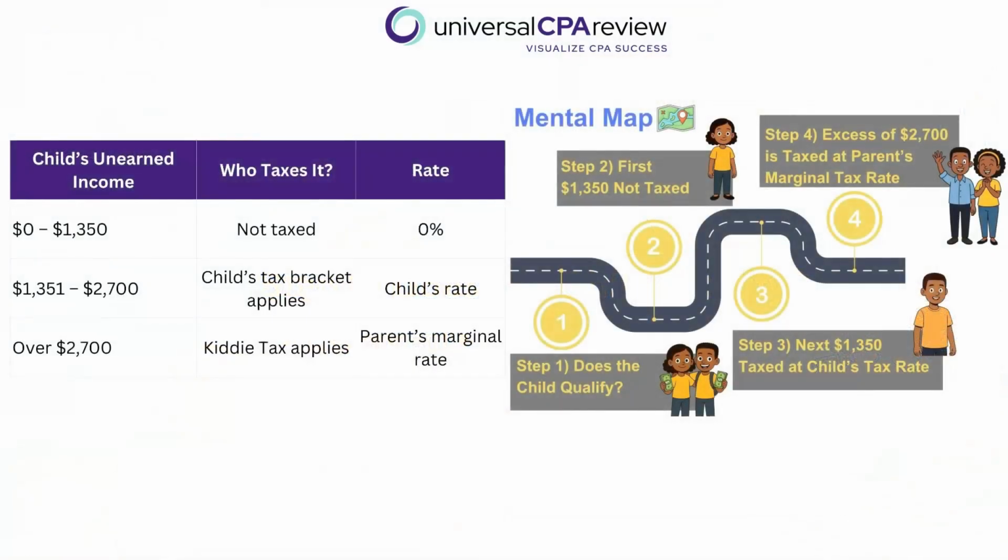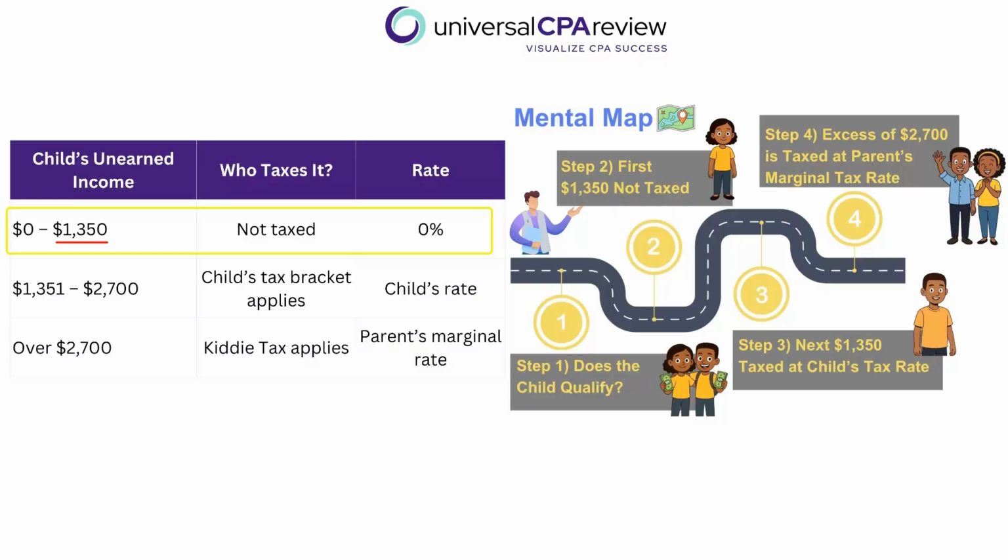All right, so we first met that test. Now we're diving into the calculation. So step 1 in this calculation that you need to know is that the first threshold amount of unearned income, which is this number, is not taxed. Once Kiddie Tax applies, this first amount of unearned income is completely excluded and not taxed at all. This basically acts like a small buffer before anything gets taxed.